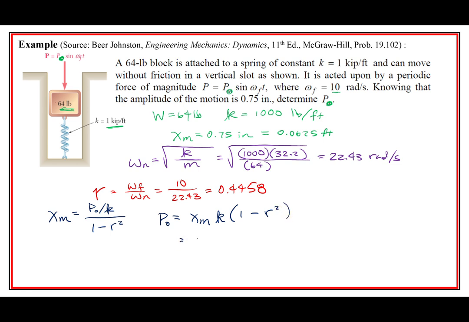Or, so in terms of, no, I think we're fine. So we already have it as in feet, 0.0625. We have K as 1,000. And 1 minus 0.4458, squared. Make sure we square it. And we're going to predict that we're going to get 50.08 pounds.